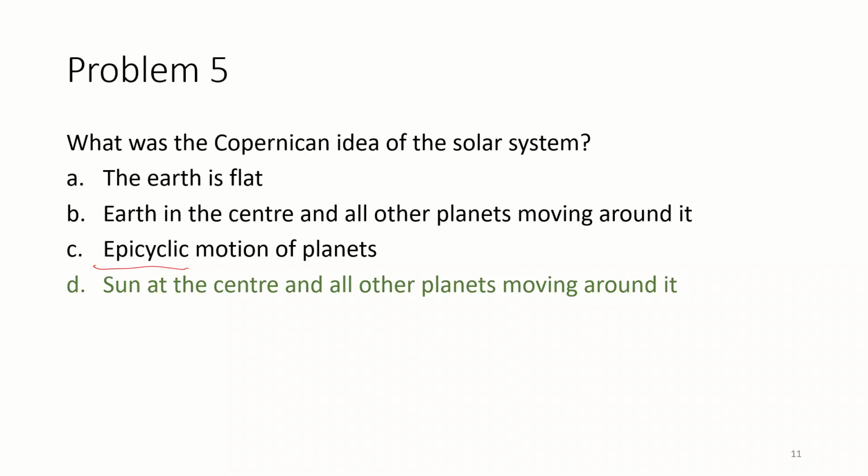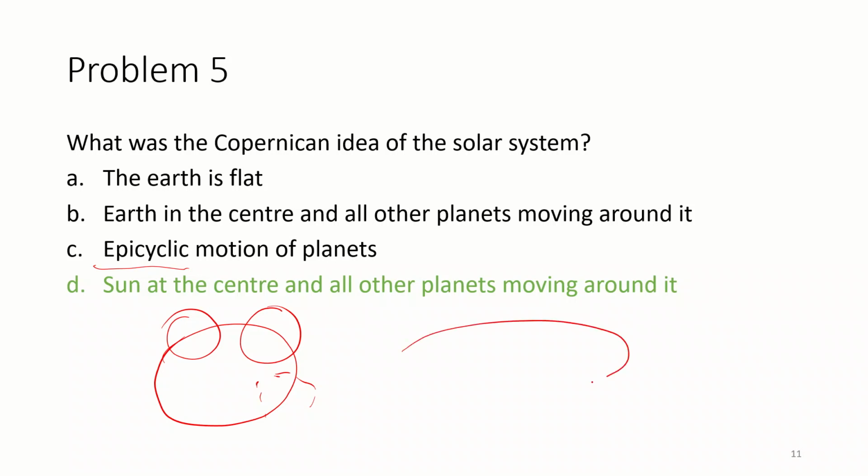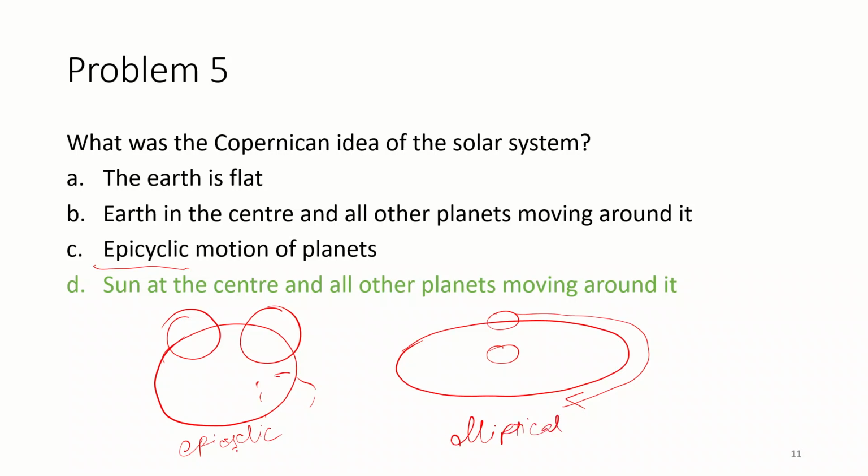So the answer for this is Sun at the center and all other planets around it. As we were discussing what epicyclic motion means: if there is a bigger circle, planets move in smaller circles also. That is called epicyclic motion. Another idea that you mentioned was elliptical paths, where planets move in an elliptical path. So this is epicyclic, and this is elliptical. This idea was given by.